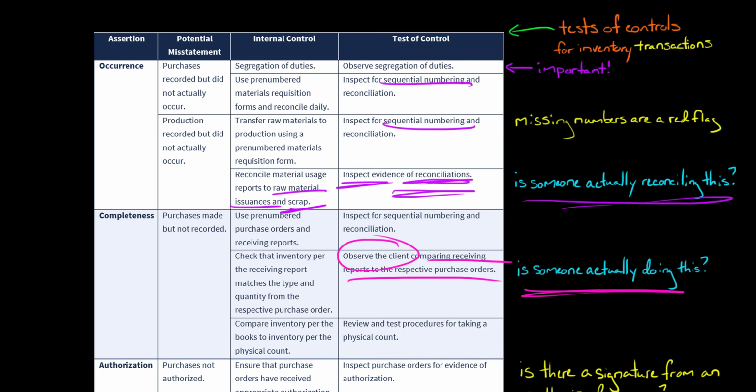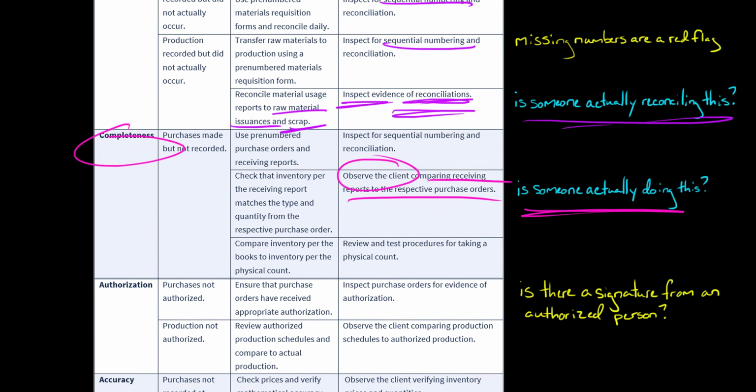They're comparing and saying, okay, here's what we purchased, here's what we received. Is there a discrepancy? Did we account for everything in terms of completeness? Now, thinking about authorization, is there a signature for someone who's not just a random person, but an authorized person? Is there a signature when we're thinking about purchase orders, receiving reports, when we actually get the inventory, transfers of raw materials into production? Maybe there is some unauthorized production going on.